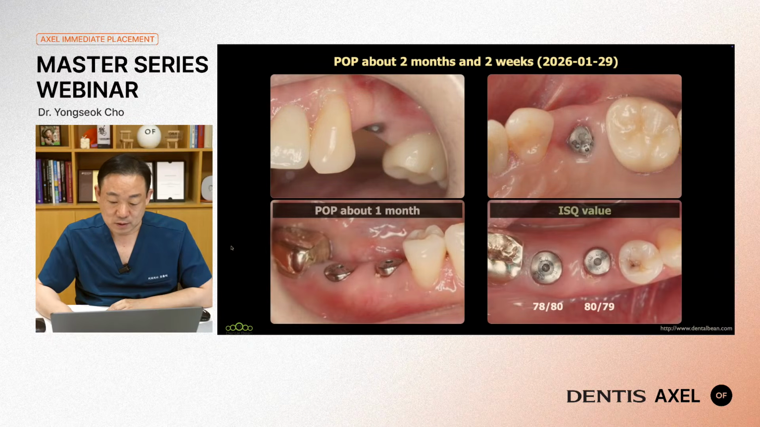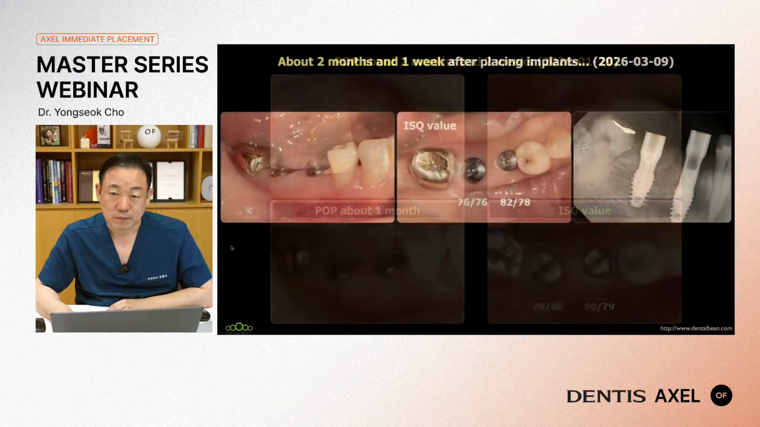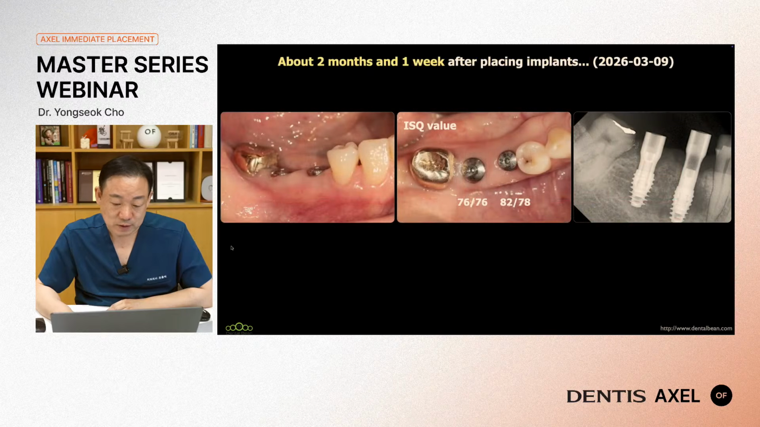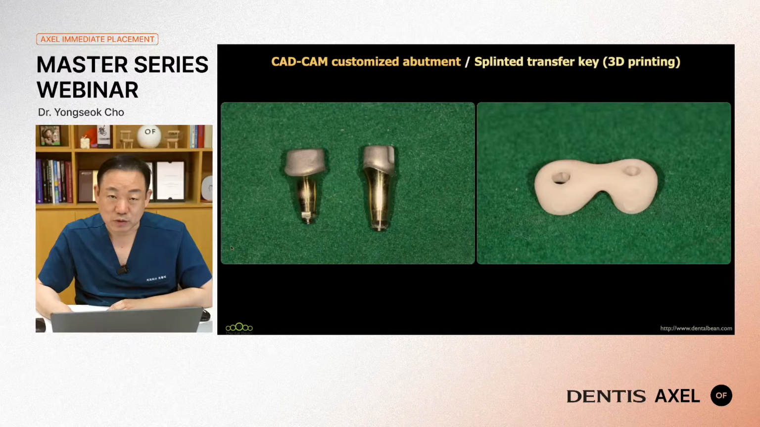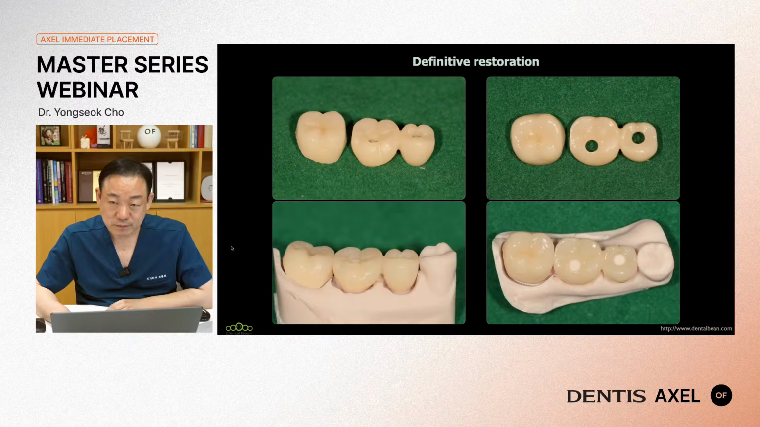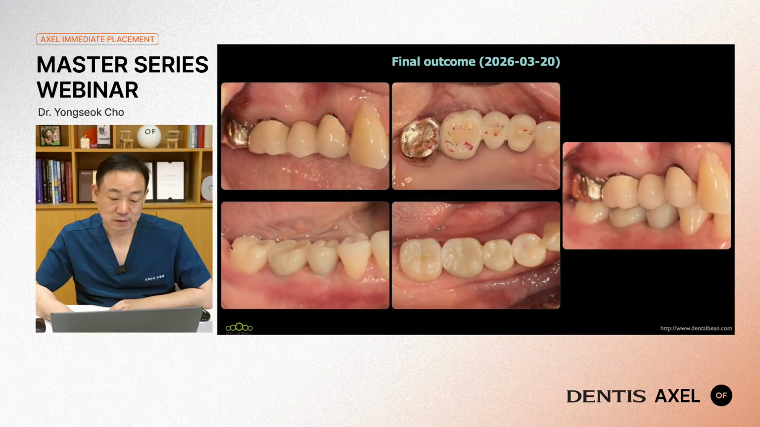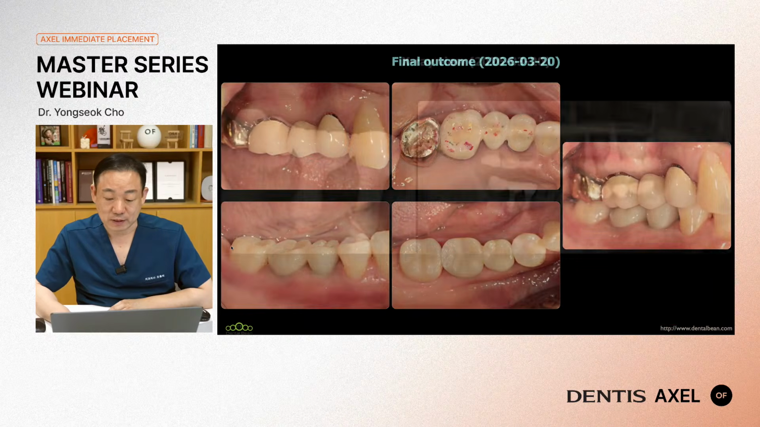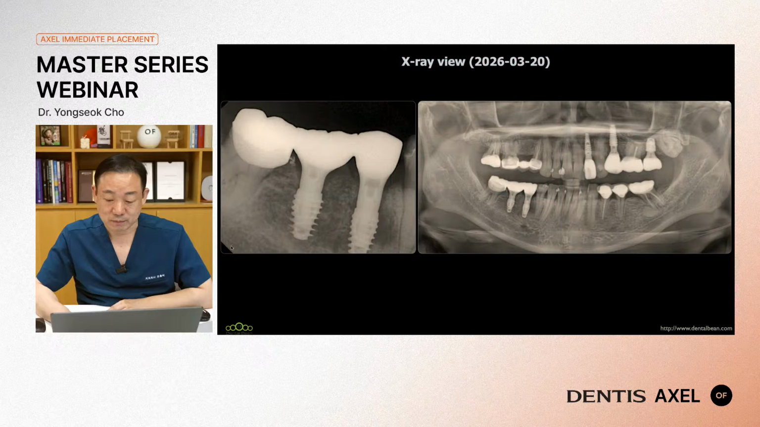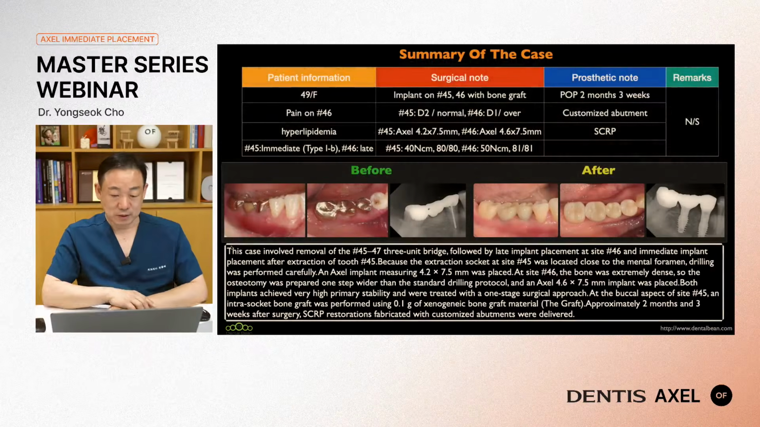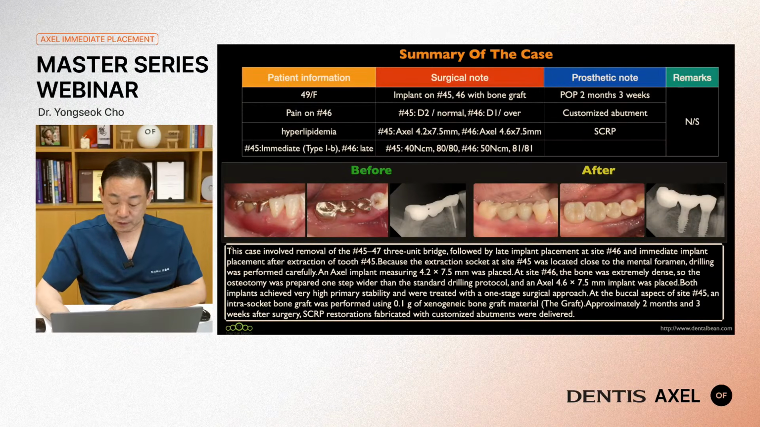And here, took impression and crown was made with a customized abutment. Because of slightly buccally positioned number 6, Dr. Kim used customized abutment. Okay, here final outcome. Okay, it's here.